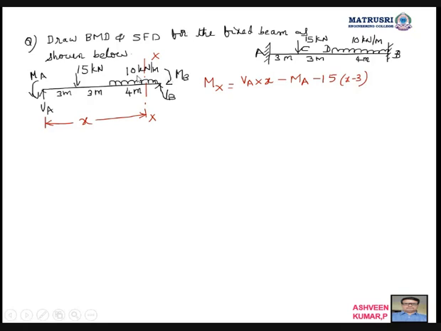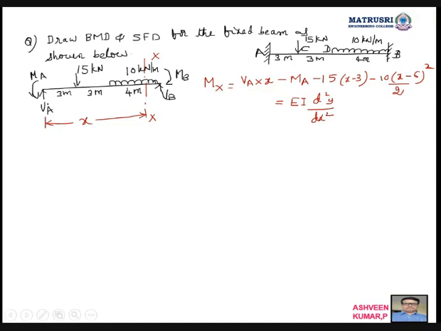Now what about this 10? 10 into what is out here? Here this is the 6 here. Because it is UDL, you should write square. So it is also anti-clockwise. So minus 10 into x minus 6 whole square by 2. This is about the Mx. So this is equal to EI d square y by dx square.